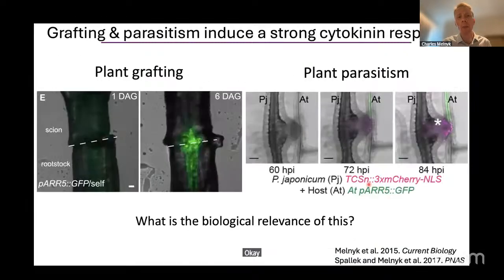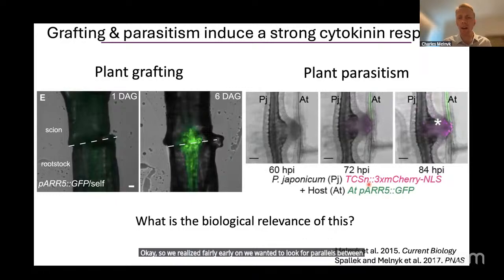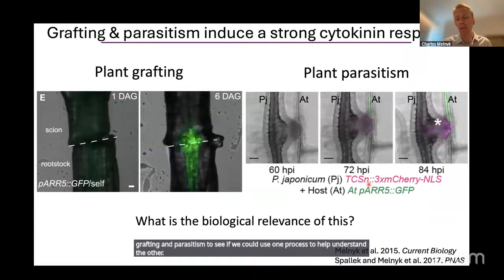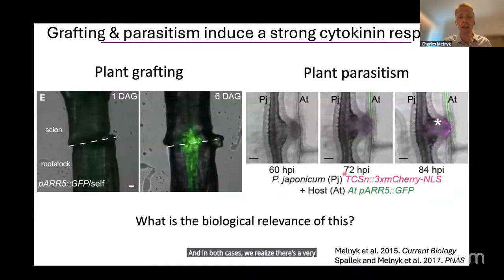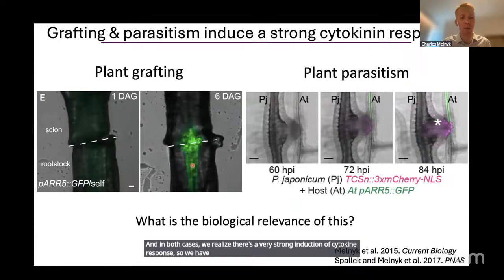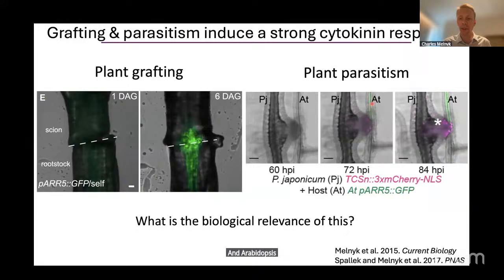Okay, so we realized fairly early on that we wanted to look for parallels between grafting and parasitism, to see if we could use one process to help understand the other. In both cases, we found a very strong induction of cytokinin response. We have a cytokinin-responsive reporter, ARR5, during grafting, and we have the same reporter being activated in our host plant, Arabidopsis. The parasite has another cytokinin-responsive reporter, TCSN, activating in purple, and Arabidopsis is activating in green.